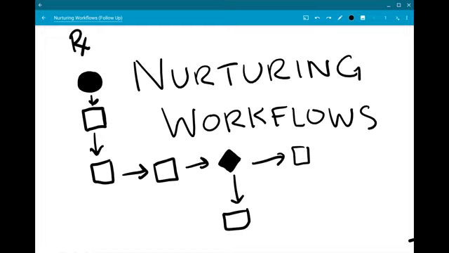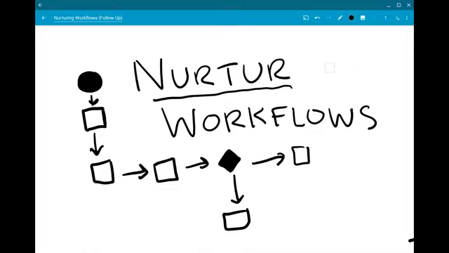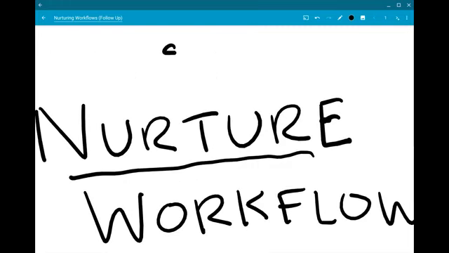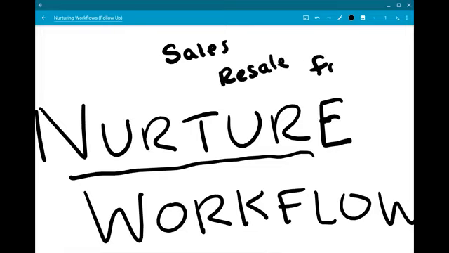Instead, what I'm going to talk about today is how we can be more intentional in our nurturing process by having an actual process. So nurture, in the way that I'm using this, is about how you stay in touch with people in your world. So nurture or nurturing is another word for sales, resell, and follow-up. All of those things are synonyms for nurture.